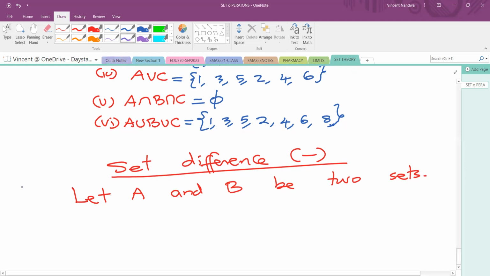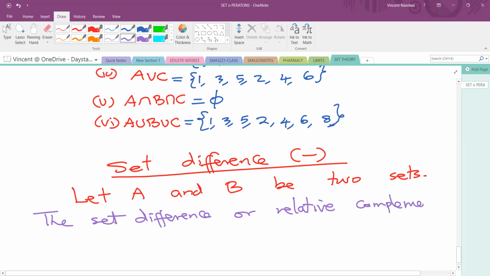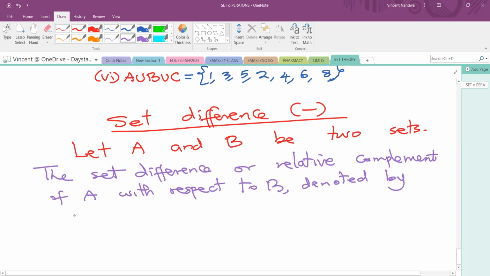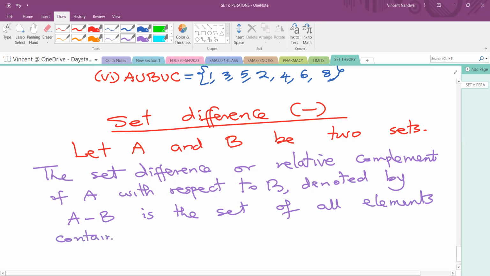The set difference or relative complement of A with respect to B, usually denoted by A minus B, is a set of all elements contained in A but not in B.